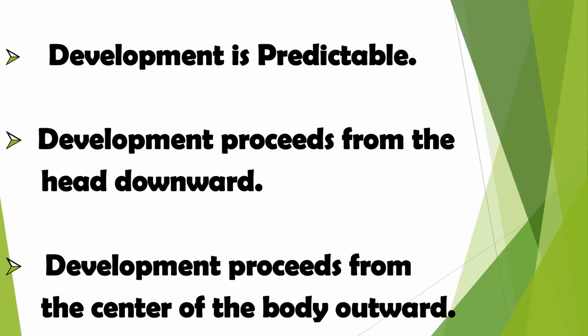Another is development proceeds from the center of the body outward. This is the principle of proximodistal development, which also describes the direction of development. This means that the spinal cord develops before outer parts of the body. The child's arms develop before the hands, and the feet develop before the fingers and toes. Finger and toe muscles, used in fine motor dexterity, are the last to develop in physical development.